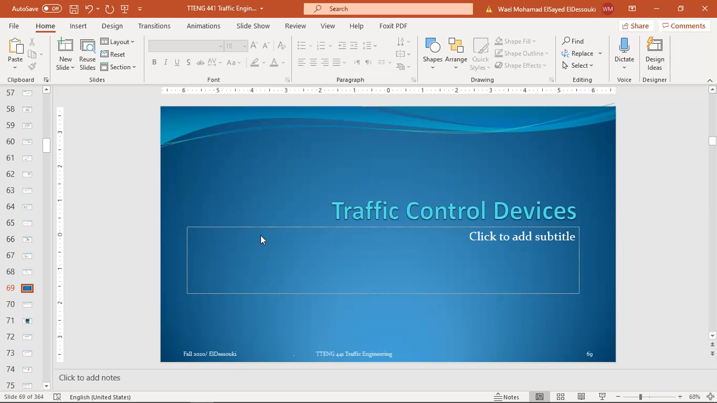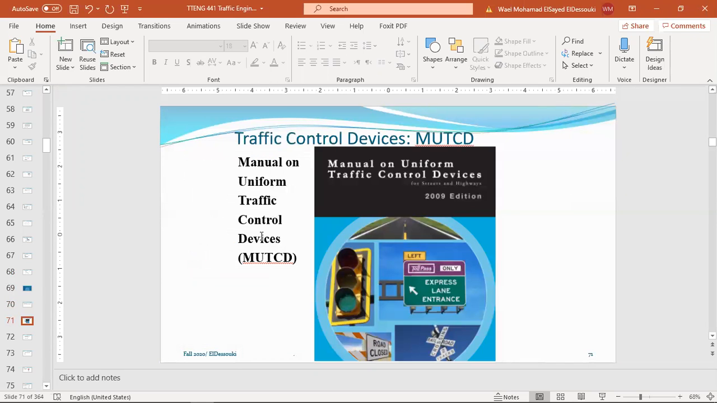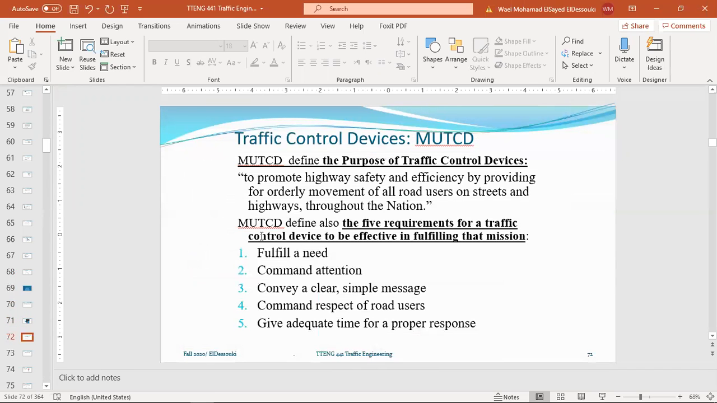So what are the traffic control devices? Traffic control devices can be divided into three major categories. Traffic marking, these are the pavement markings, traffic signs, and traffic signals. We have the Manual on Uniform Traffic Control Devices. This manual basically dictates all these three categories and explains how we can use them.